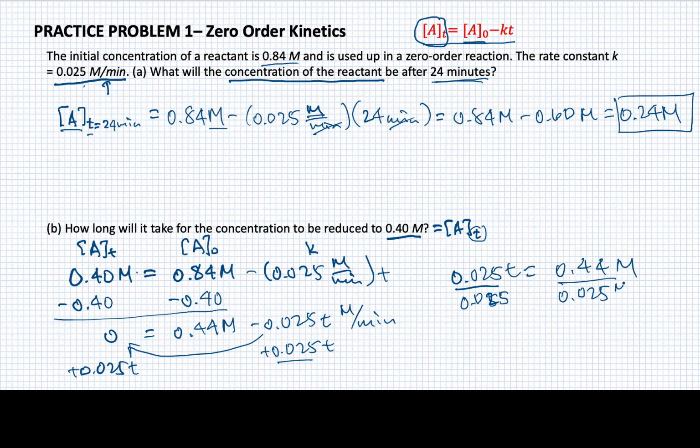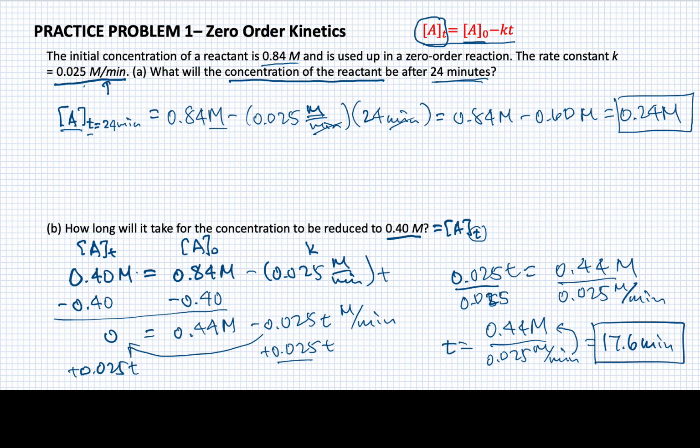Okay, and remember this is in units of molar per minute. So when I do this, I'll have t is equal to 0.44 molar divided by 0.025 molar per minute. And since this is in the denominator of the denominator, it becomes the numerator. And when I do this division, I find that this turns out to be 17.6 minutes, which will be the answer to the second part of the problem.